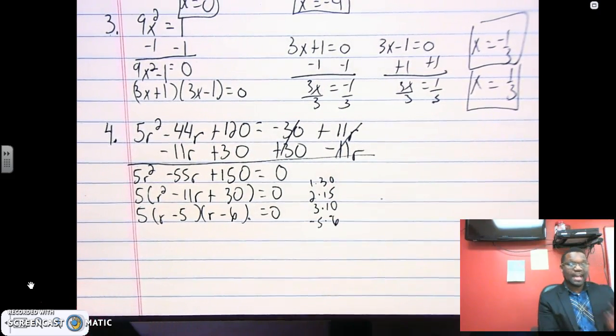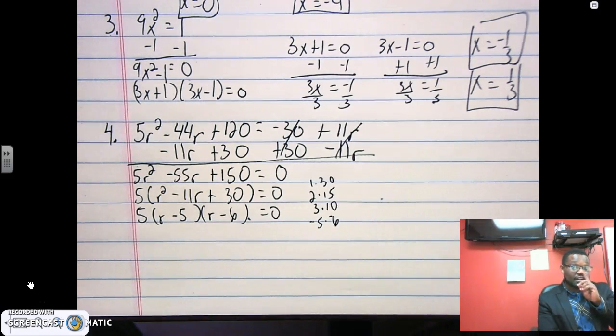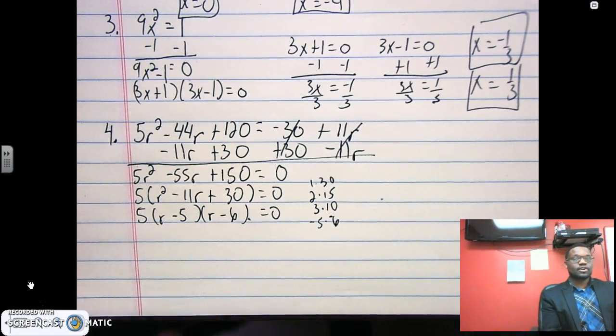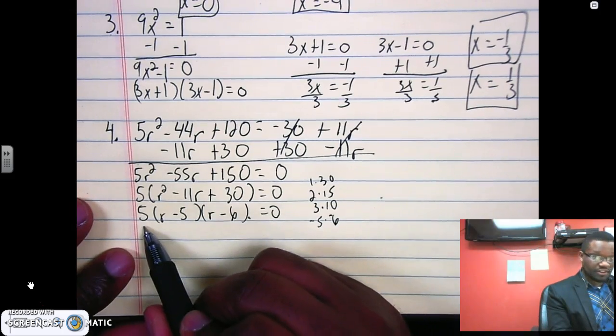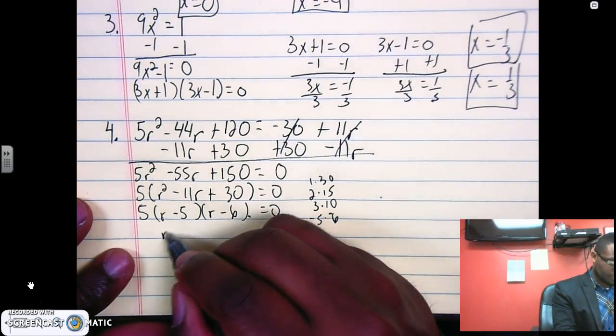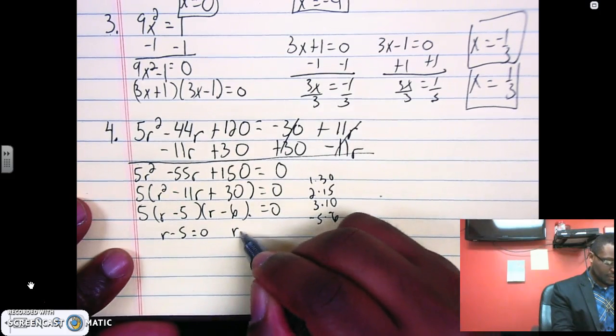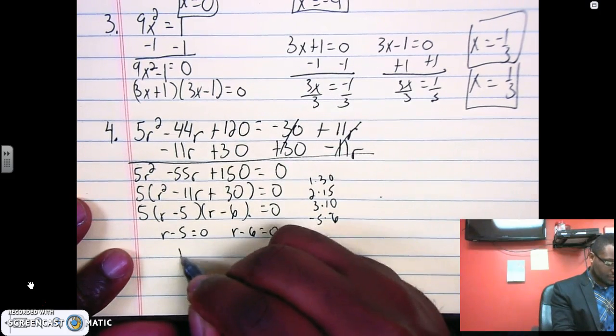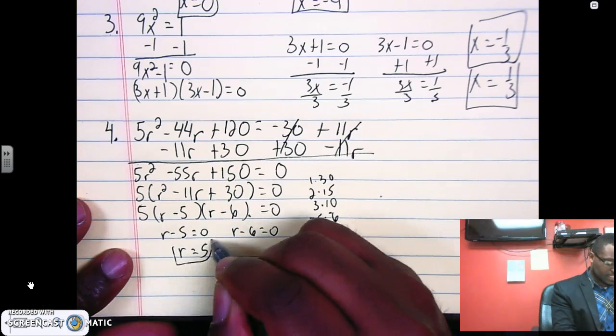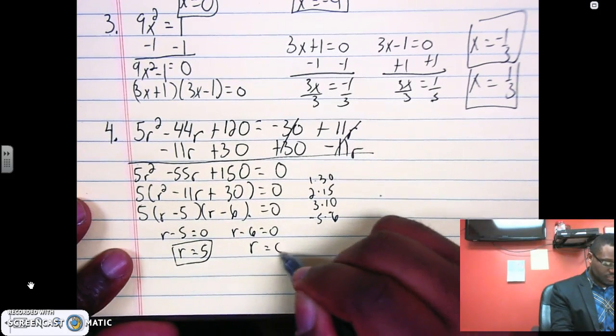And now once I factor, I set all my factors that have a variable equal to 0. Now notice, 5 does not have a variable, so I'm not going to set that equal to 0. Just r minus 5 and r minus 6. And that's going to be r equals 5. Yes, I skipped a step. And r equals 6.